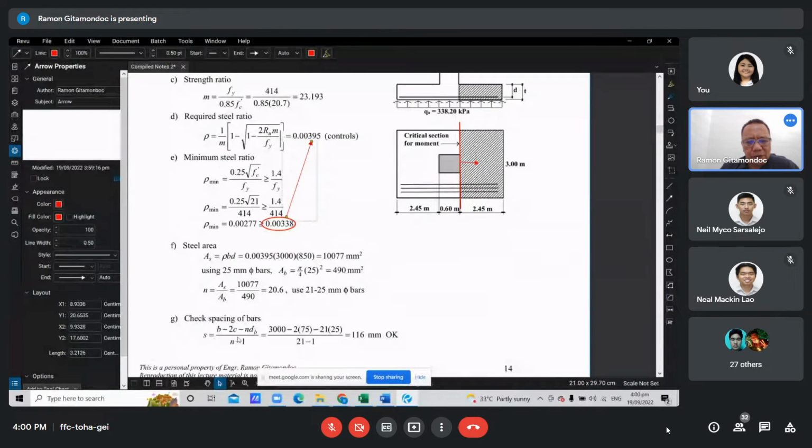Then we check the spacing. We have this formula for the spacing, where b is the width, c is the cover, n is the number of bars, and d is the bar diameter. We get 116 mm. That is between 75 and 200, the desirable range of the spacing, so therefore it is okay. Again, if the bars are spaced too close, then you increase the bar diameter. If the bars are spaced too wide, too far apart, then you can decrease the bar diameter.